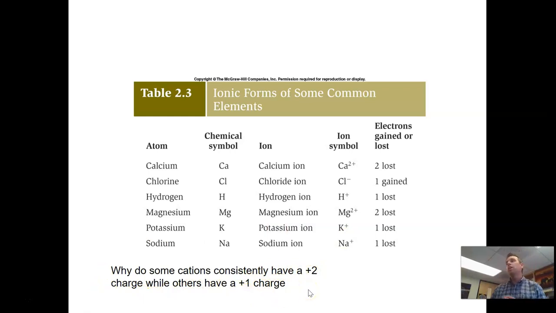So in Edpuzzle, go ahead and answer that question now. Just give me a very brief explanation of why magnesium has a 2+ charge, but sodium has a 1+ charge, whereas chlorine has a 1- charge. This can be a very short few sentences, but just try to put that into words if you were asked this on an exam.